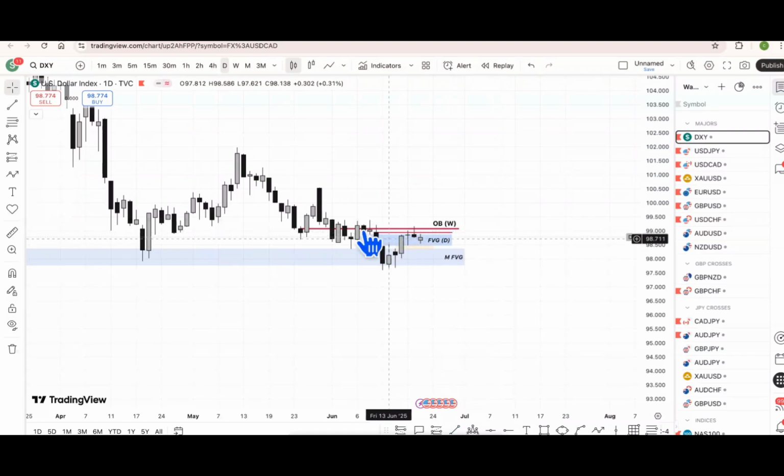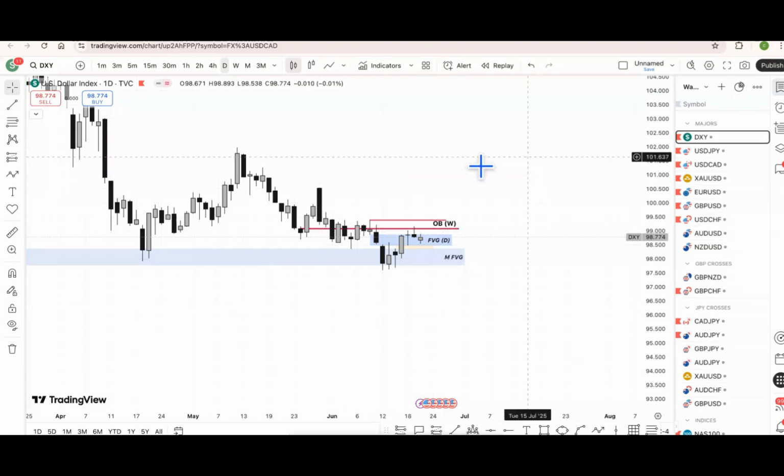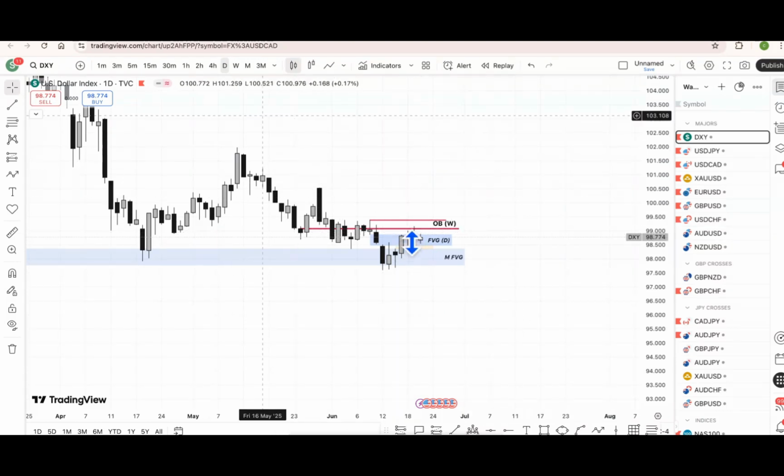And that is the first confirmation we need to know that price is respecting this monthly fair value gap. Apart from that, we also have this swing high here. Once you get a displacement candle closing above this swing high, that is the best confirmation you need that price has respected this monthly fair value gap. And maybe from next month or even next week, we are likely to start seeing bullish price action, because that will be a confirmation for us that now the dollar is gaining strength.